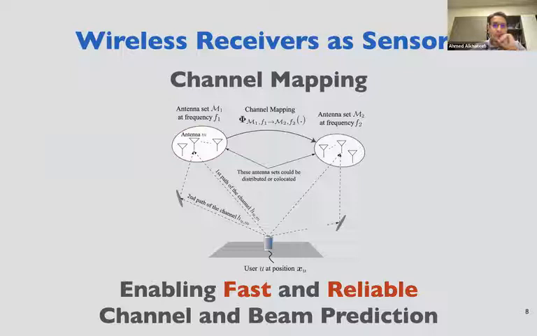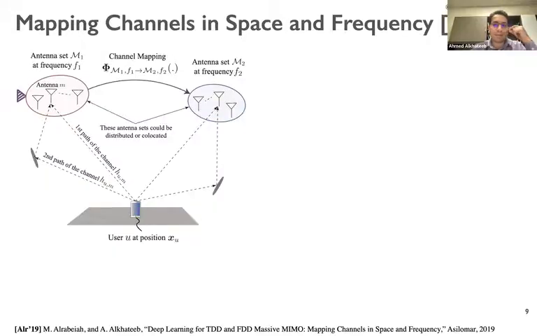So wireless receivers as sensors, to capture the advantage that we think is there in using receivers as sensors for the objective of channel acquisition. We define this concept of channel mapping, 2019.